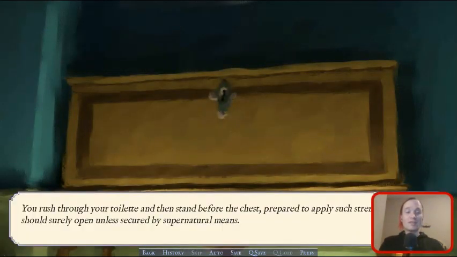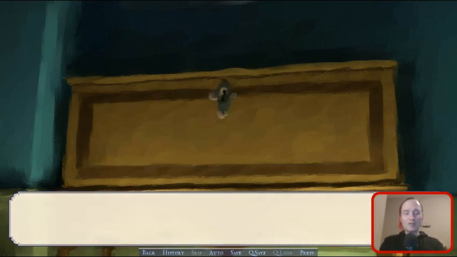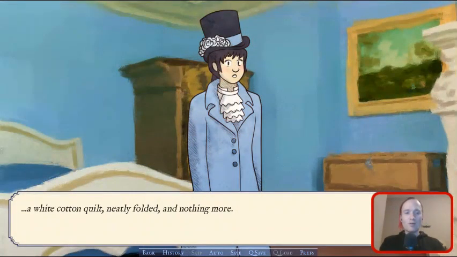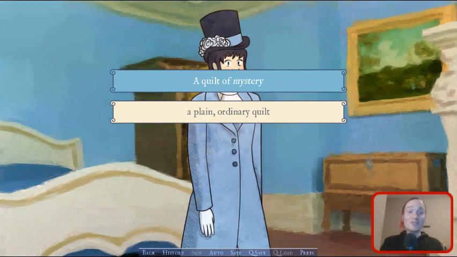You rush through your thoughts and before the chest, prepared to apply such strength that it should surely open unless secured by supernatural means. With resolute effort, you throw back the lid. A white cotton quilt neatly folded and nothing more. Boring. A quilt of mystery.